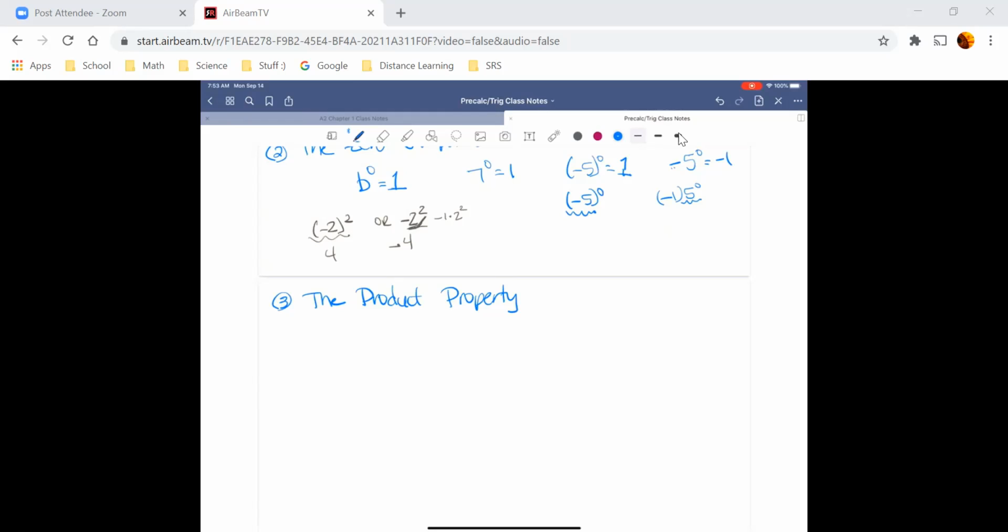What's product mean in math? Multiplication. So let's say we had some base, b, raised to the mth power, and we had a number to the same base raised to n. If we want to combine those, that's going to be b to the m plus n.